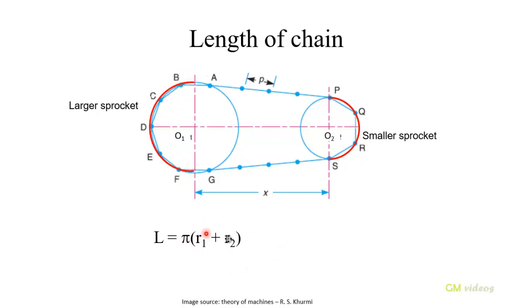Replacing this length equation by a corresponding equation for chain, we can write π times (R1 + R2) will be approximately equal to pitch times (T1 + T2) by T. Please note these terms are not equal, these are just corresponding equations, where π times (R1 + R2) is actually this complete distance as indicated by the red arc, and P times (T1 + T2) is this distance of the chords that is wrapped around the sprockets.